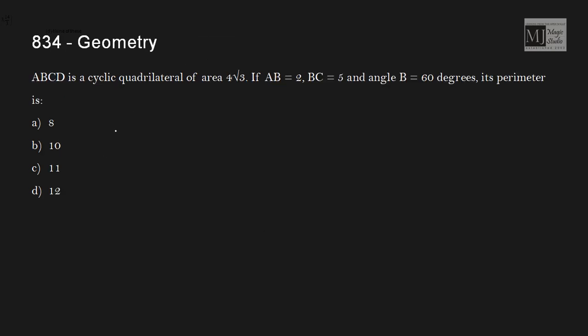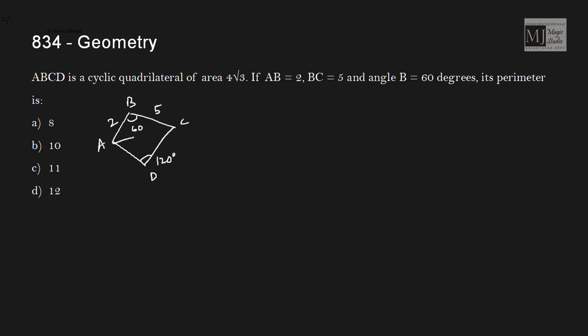ABCD is a cyclic quadrilateral. Area is 4 root 3. AB is 2 unit. BC is 5 unit. And angle B is 60 degree. We need to find the perimeter of this cyclic quadrilateral. Now we know that in a cyclic quadrilateral, the sum of an opposite pair of angles is 180 degree. So angle D would be 120 degree.